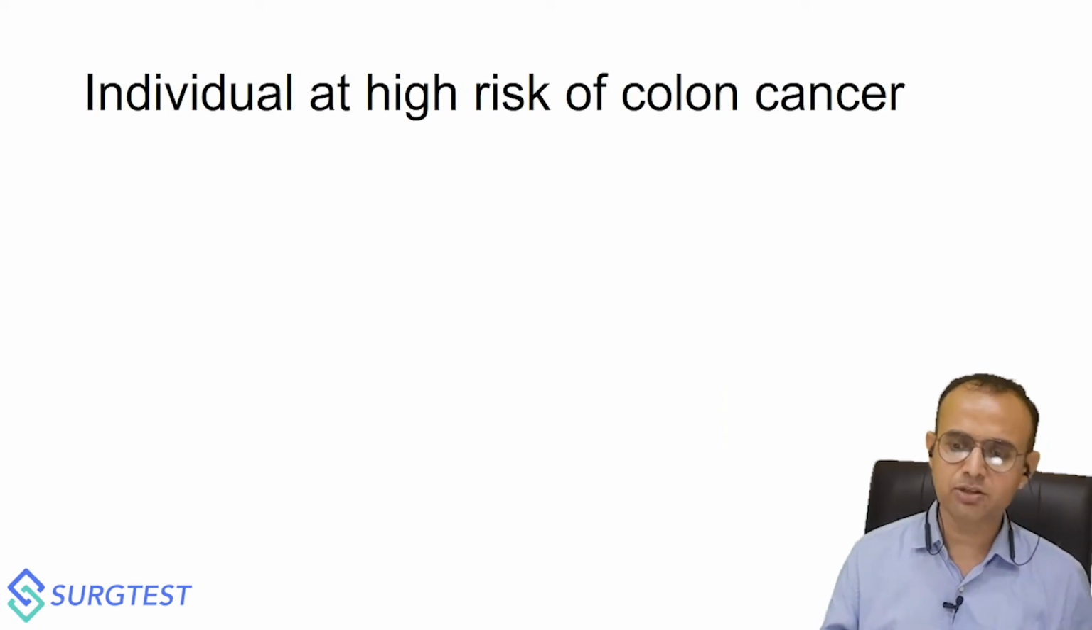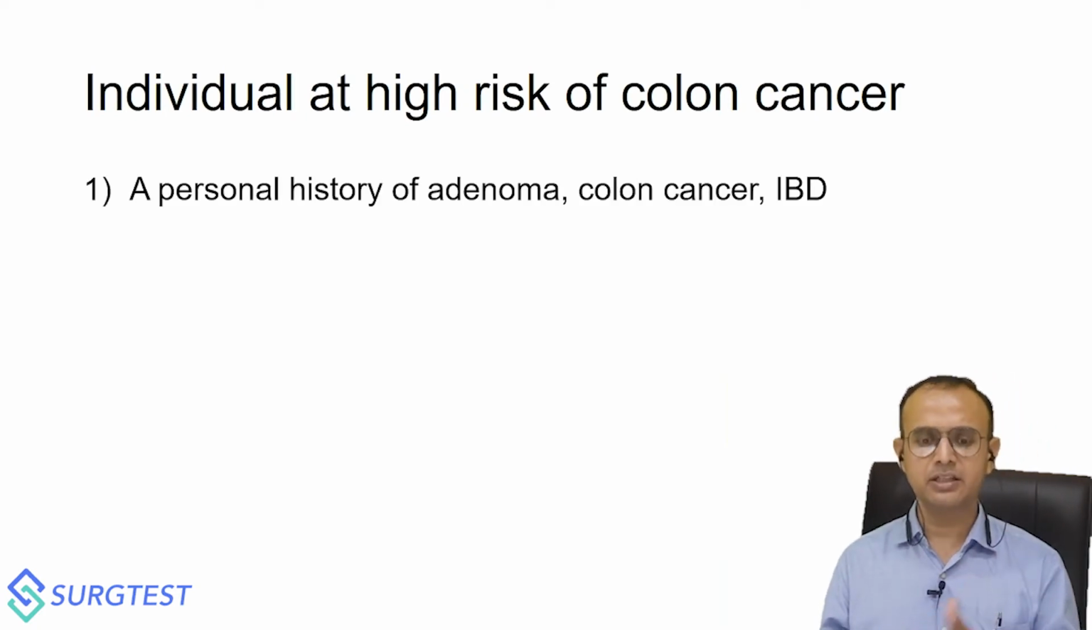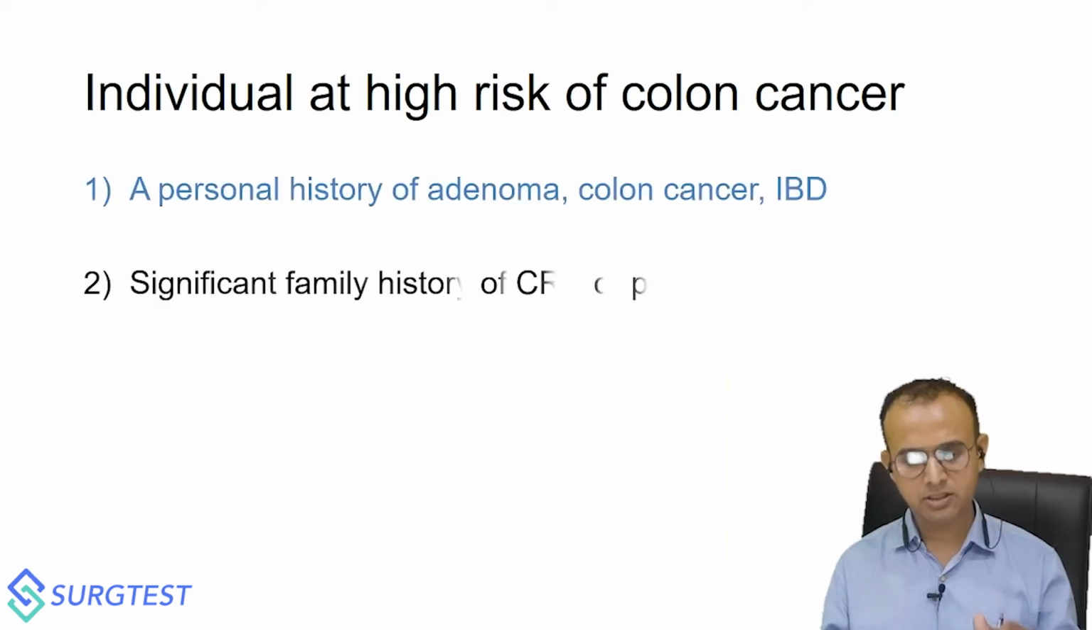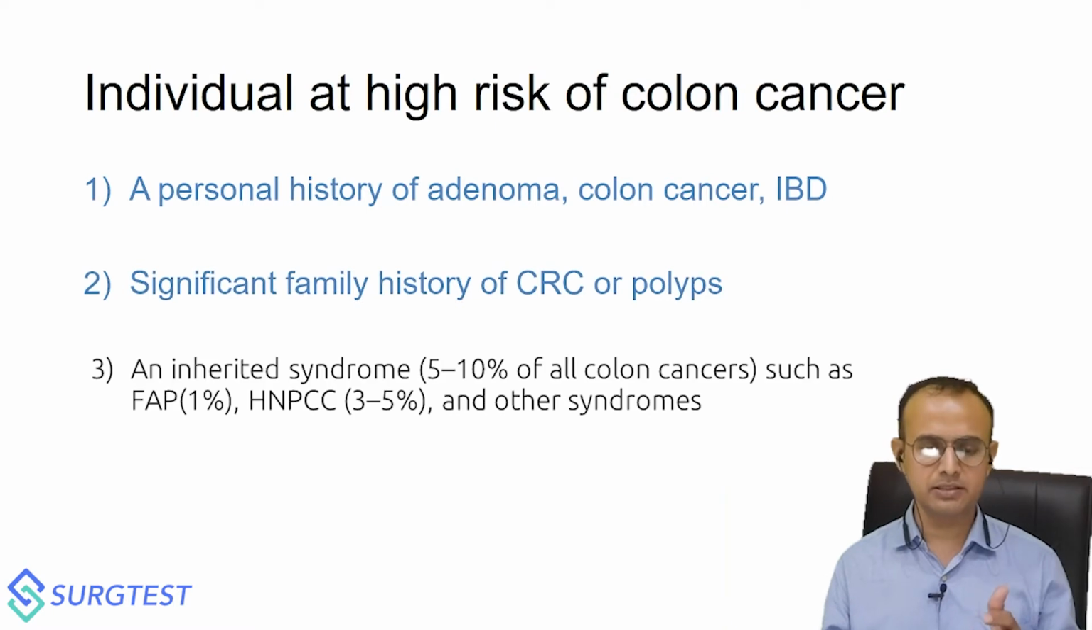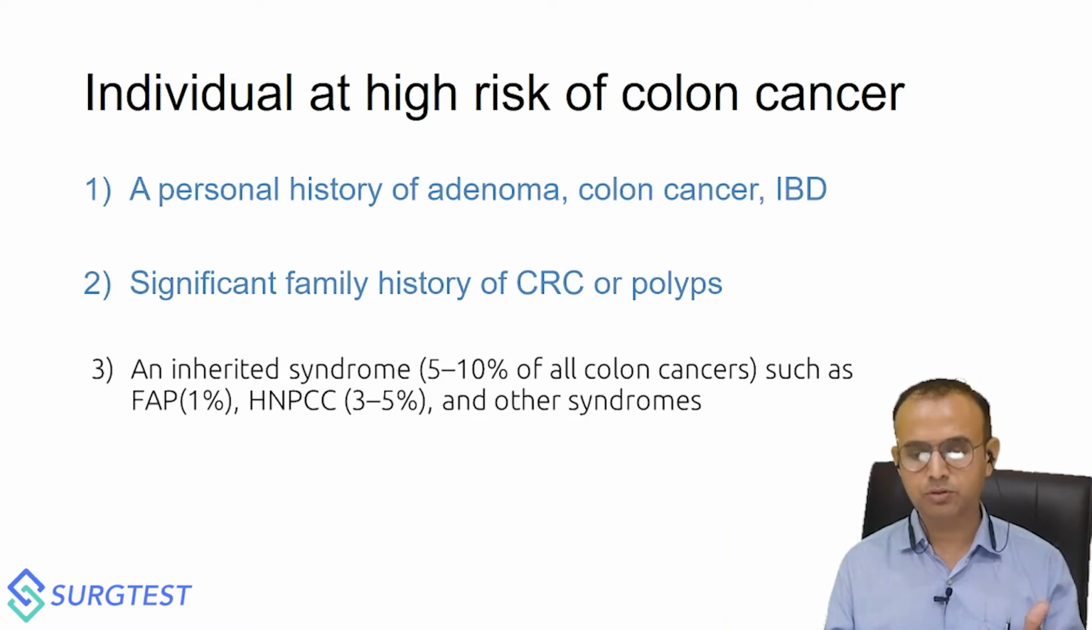Individuals at high risk of colorectal cancer. Who is high risk? A personal history of adenoma, colon cancer or IBD is high risk. A significant family history of colorectal cancer or polyp is high risk. Inherited cancer syndromes account for 5 to 10% of all colorectal cancer: FAP is 1%, HNPCC is the most common at 3 to 5%, and other syndromes. These are the high risk patients.